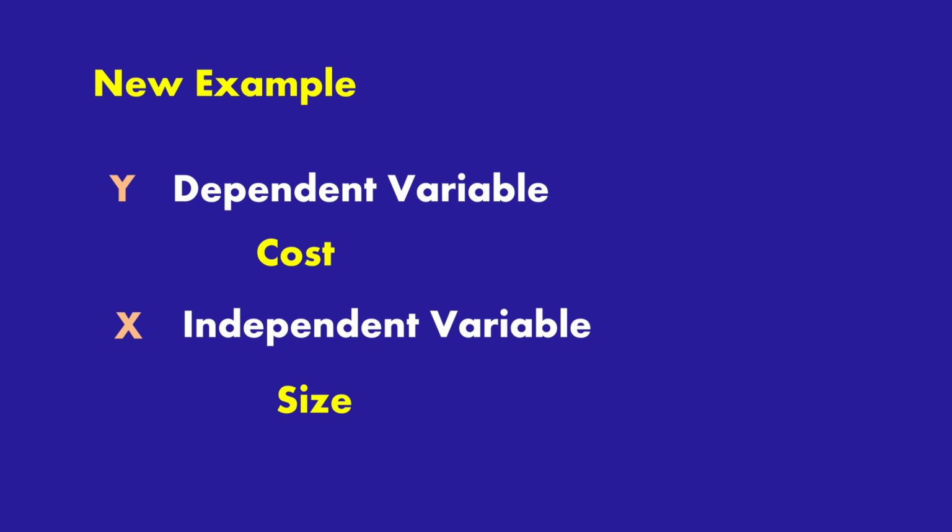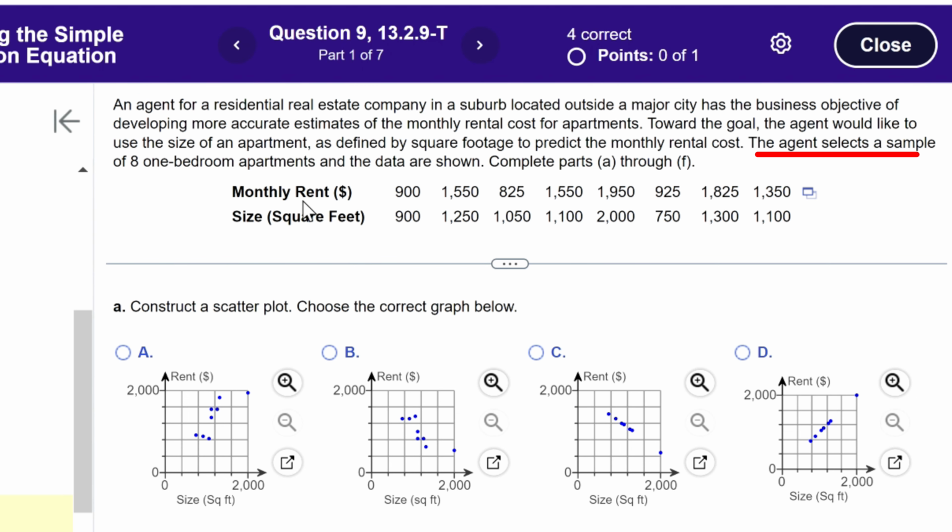So now we have X. That would be the size of the apartment in square feet. The agent selects a sample of 8 one-bedroom apartments, and the data are shown here. So let's take a look at this. We have monthly rent, that's Y, and size, that's our X variable.